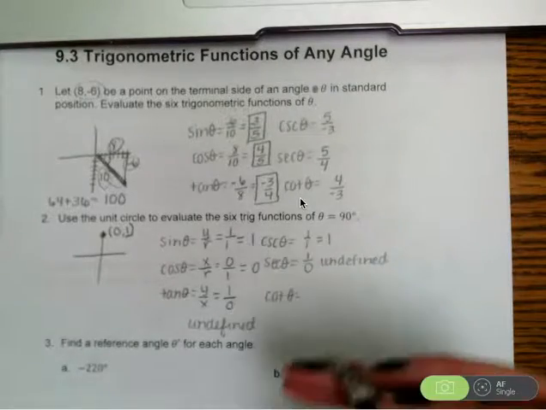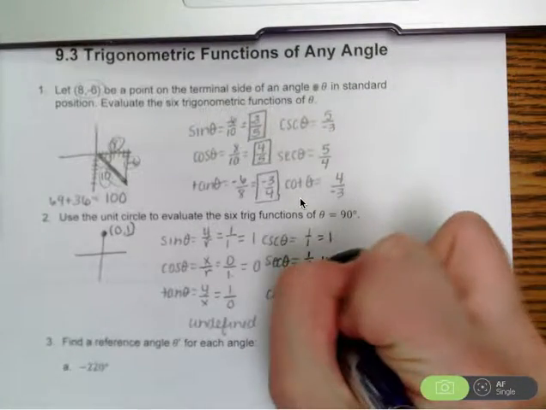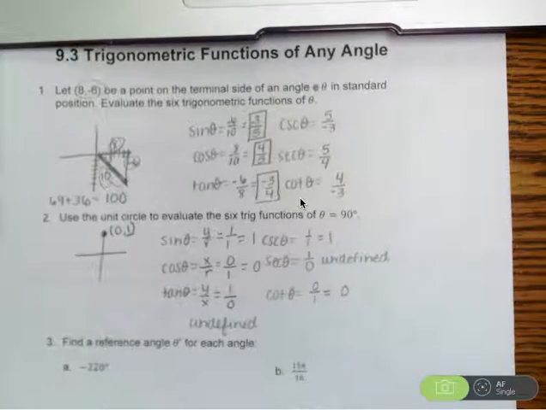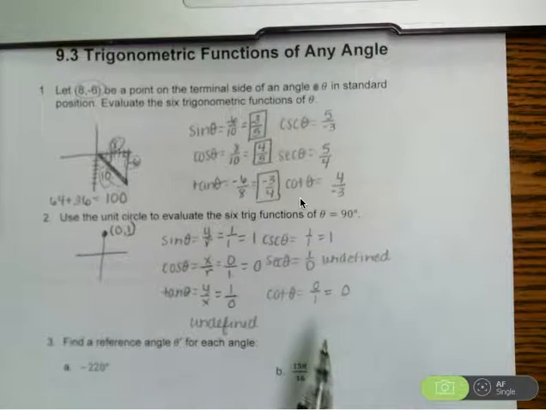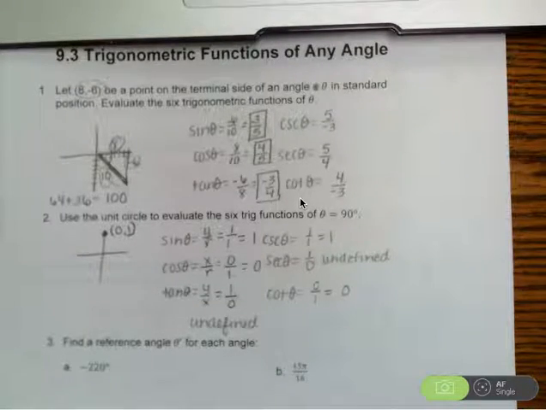And then the cotangent is just the opposite of the tangent. So if we flip-flop it, we get 0 over 1, and this time we get 0. So just because the tangent is undefined, it does not mean the cotangent will be undefined. And that's a really nice pattern that you should start to see when you do your homework. So that's helpful.